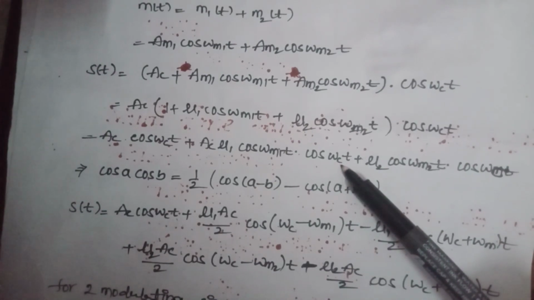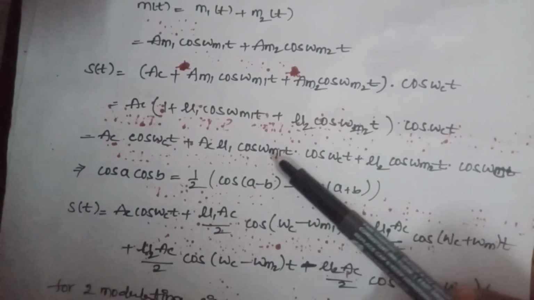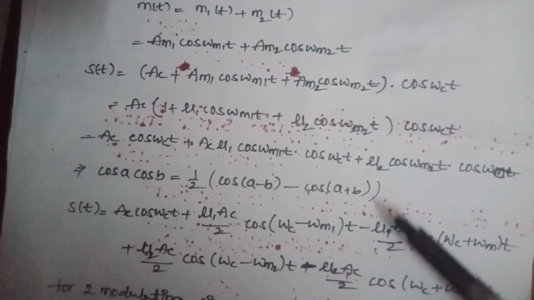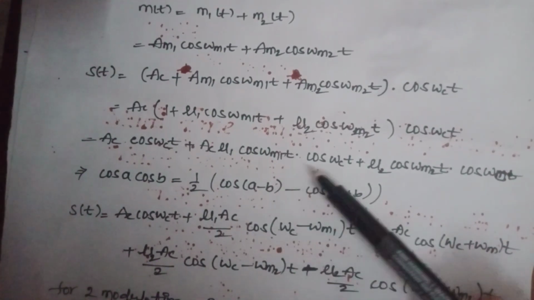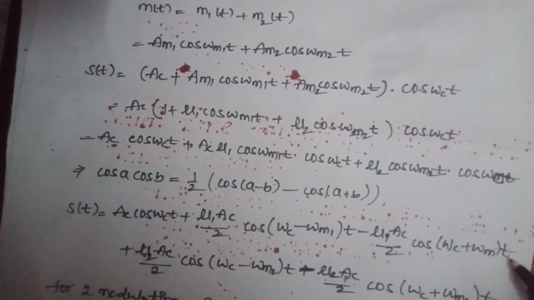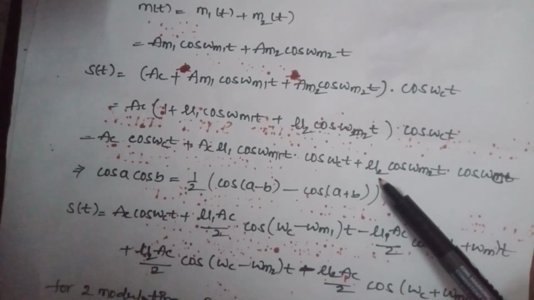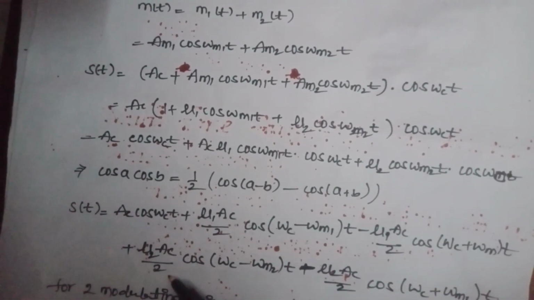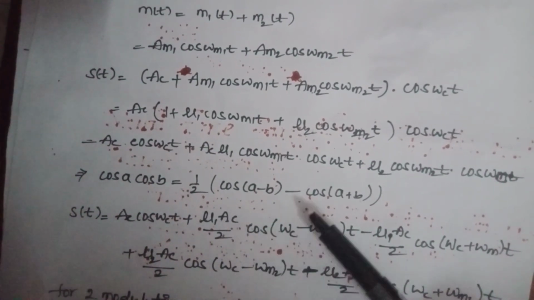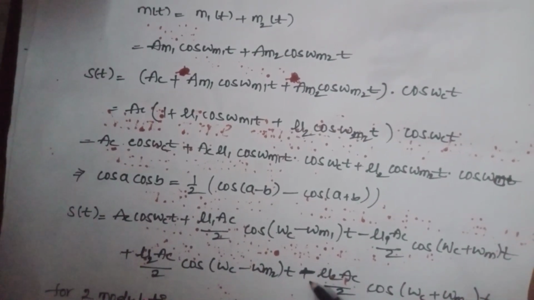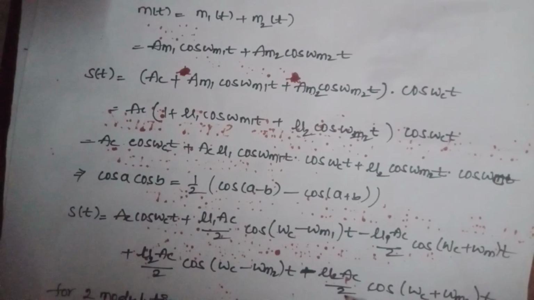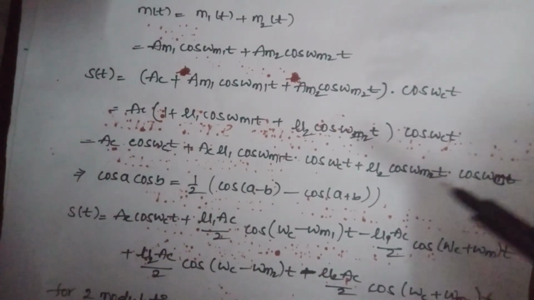ωc is the high frequency, that is cos of (ωc minus ωm1) t, plus mu 1 Ac by 2 cos of (ωc plus ωm1) t, plus, next coming to mu 2 Ac by 2, next cos of A minus B, (ωc minus ωm2) t, plus mu 2 into Ac by 2, yes, right, cos of (ωc plus ωm2) t, yes, right? Okay.